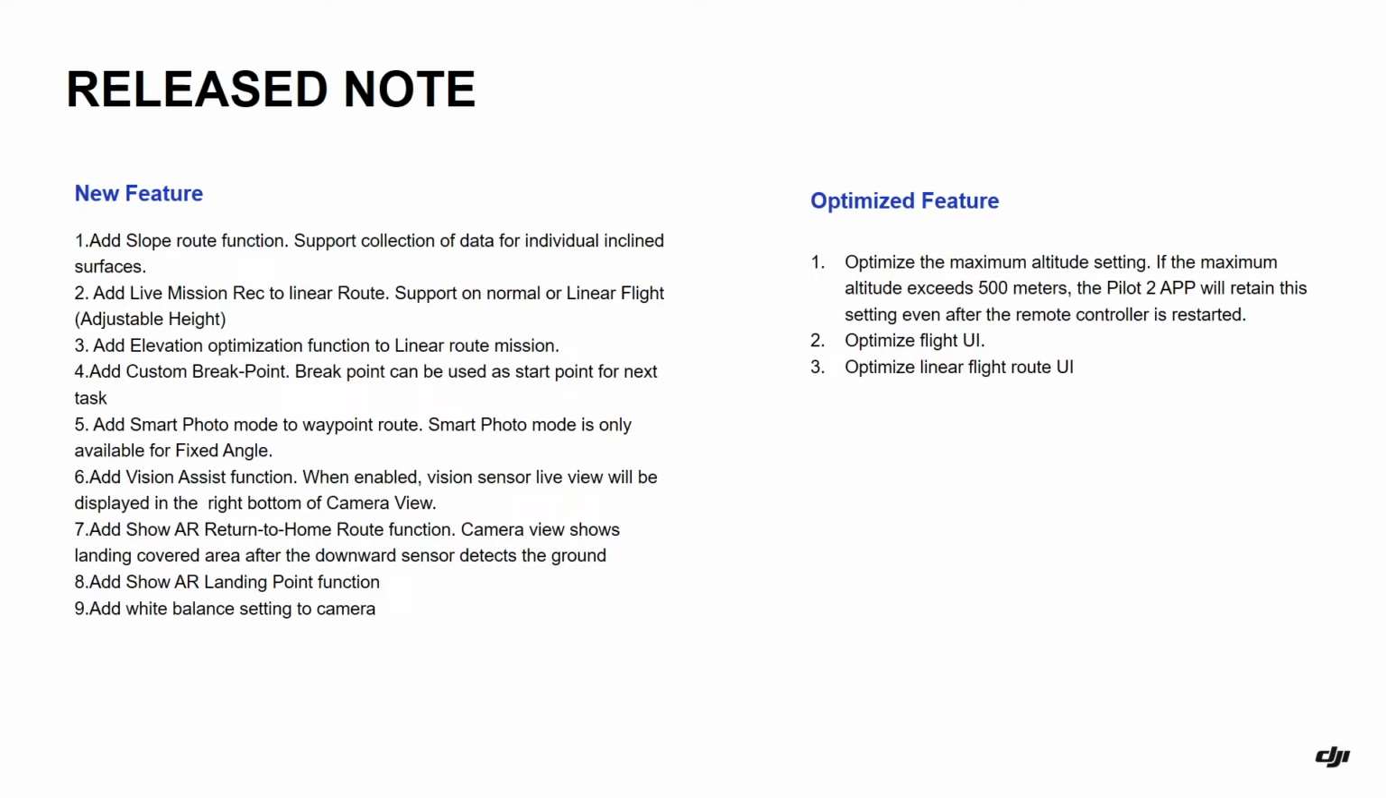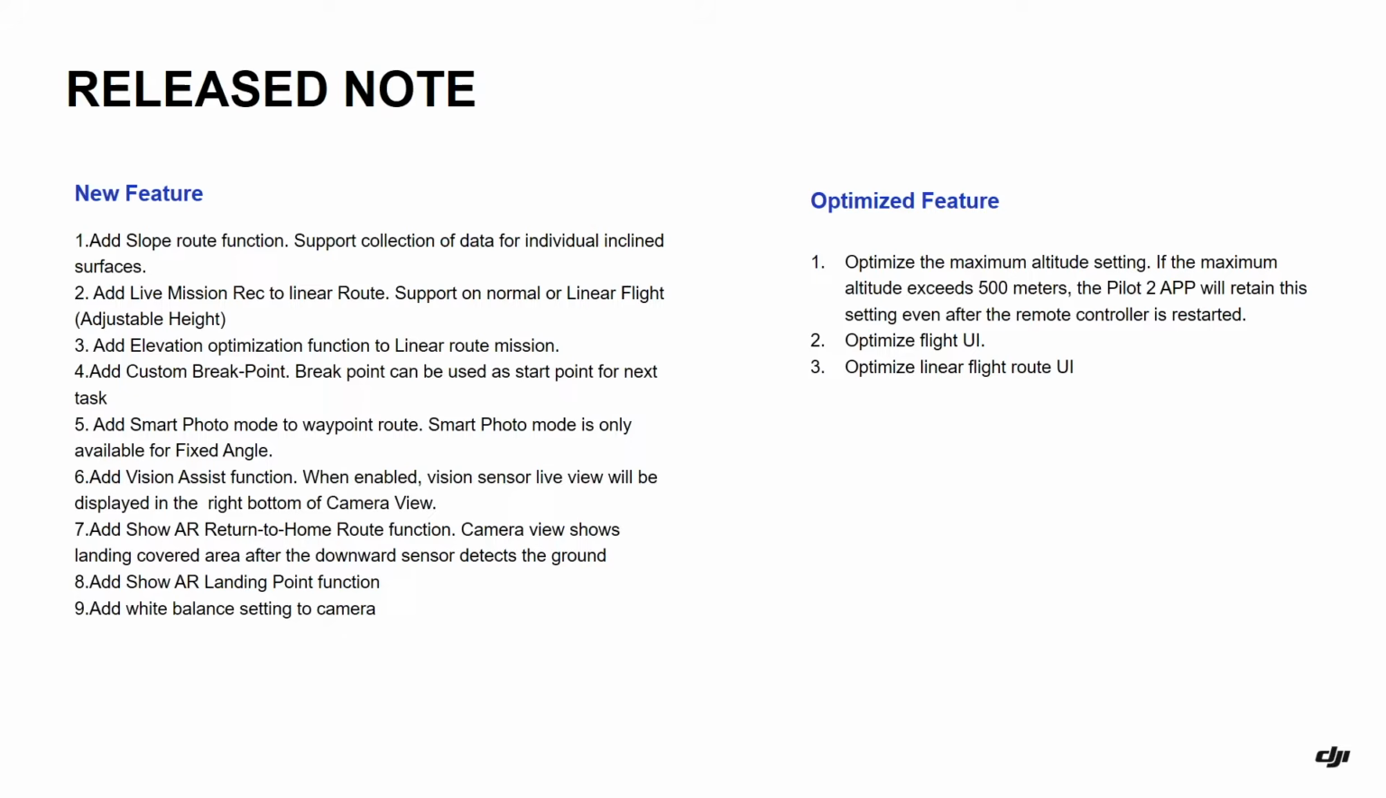So being able to help automate some of those transmission line inspections, especially if you have really poor or just not great background satellite imagery or elevation data. So you can kind of automate that in the field from a very safe perspective. We also have an elevation optimization function in the linear route mission. We also have a custom breakpoint. That's another one that I am really excited about and have had issues before.